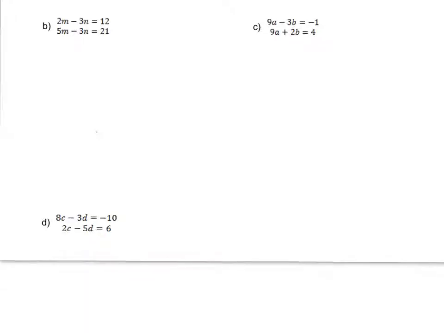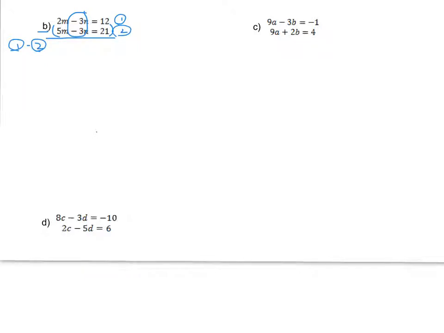Okay, looking at part B here, I'm noticing that I have a minus 3n and a minus 3n. So my coefficients are exactly the same, which means I need to subtract my two equations in order to eliminate the n variable. So I'm taking equation 1 and I'm subtracting equation number 2 from here.